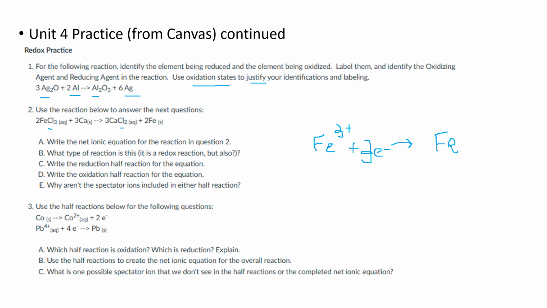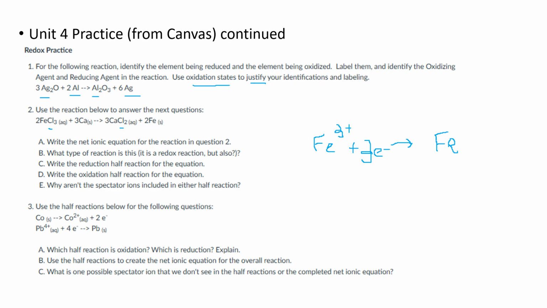There's lots of ways to remember oxidation and reduction, but like LEO the lion says GER, lose electrons is oxidation. GER is gain electrons is reduction. So if we look at that second reaction, lead is gaining electrons, so it is a reduction, GER. I just always think it through. Reducing is charge going down, oxidizing is the opposite. B, use the half reactions to create the net ionic equation for the overall reaction.